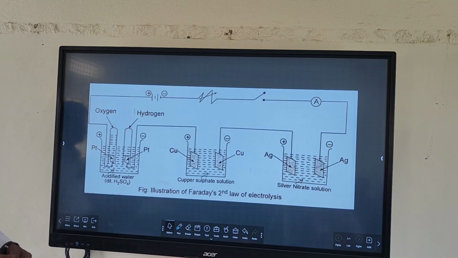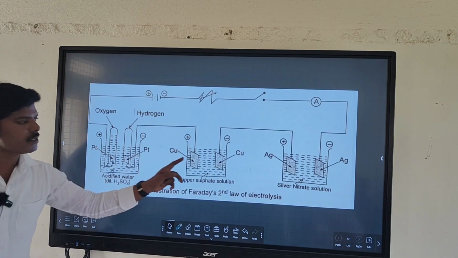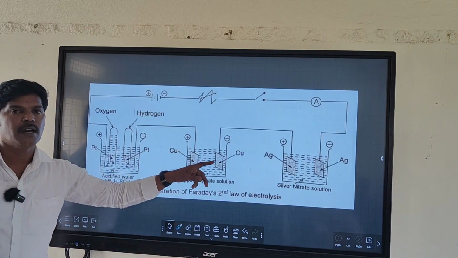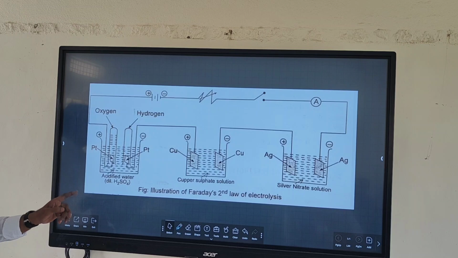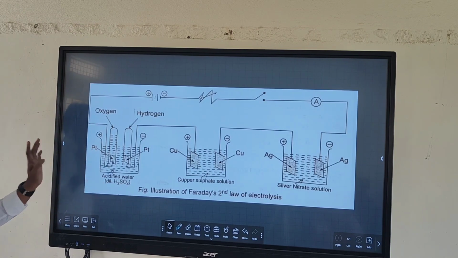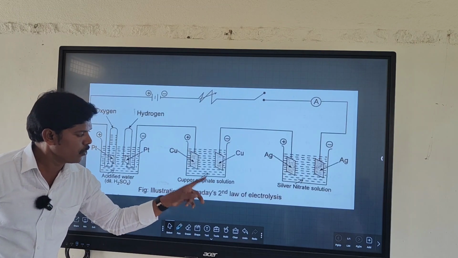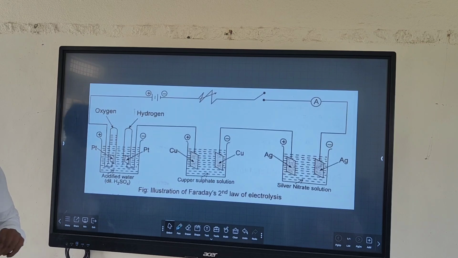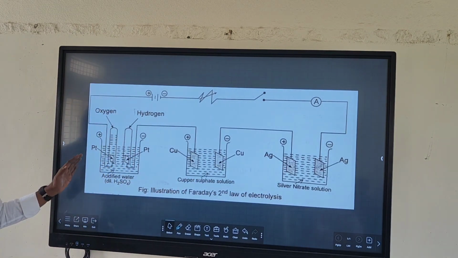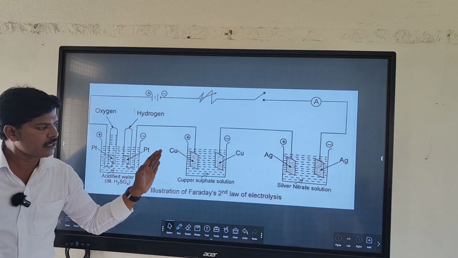Look at this diagram. We have three electrolytic cells connected in series. The same amount of current is passing through all three. In the first electrolytic cell, we have acidified water as the electrolyte. In the second electrolytic cell, we have copper sulfate solution as electrolyte. And in the third electrolytic cell, we have silver nitrate solution. We have different electrolytes, but we are passing the same amount of current through all these solutions.